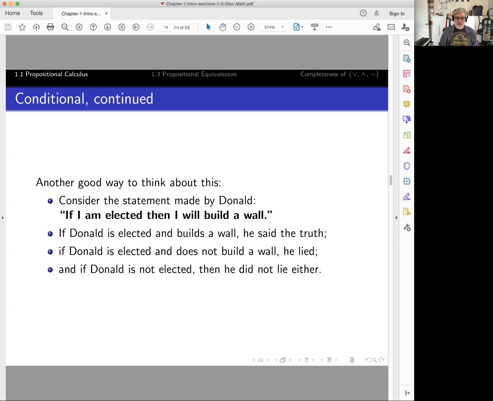Now, if Donald is elected and doesn't build a wall, then he lied, right? So if the hypothesis is true and the conclusion is false, if I am elected, then I will build a wall. If he's elected, does not build a wall, then he lied. And now the other possibility is that Donald's not elected at all. So do we consider that Donald lied by saying, if I am elected, then I will build a wall? If he's not elected, then we can't say that he lied, right?